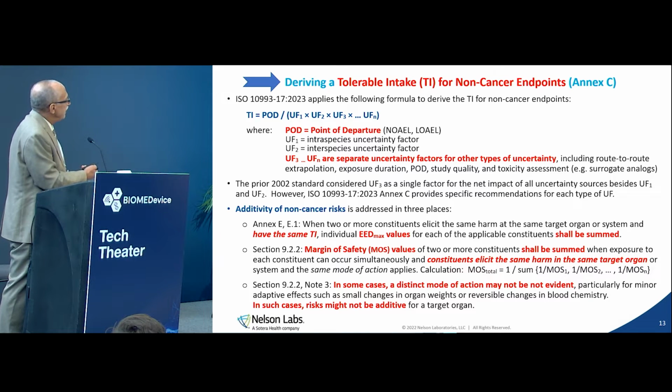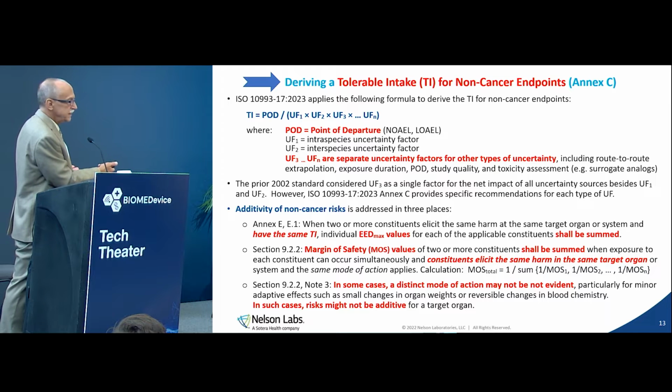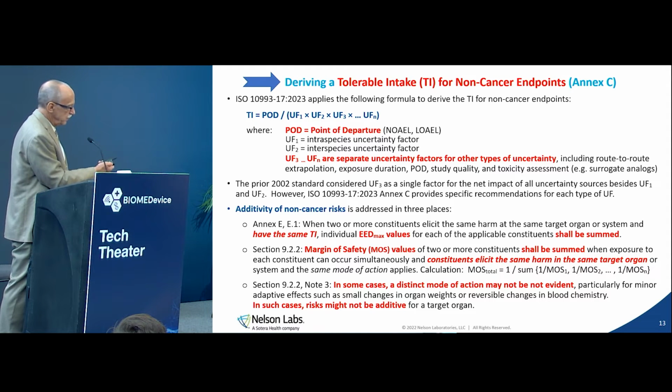And previously, the 2002 standard considered UF3, uncertainty factor 3, as a single consolidated factor for the net impact of all uncertainty sources besides interspecies and intraspecies. But now they require you to have separate uncertainty factors for each one. We'll go over some of those. And they have recommendations for what default values.